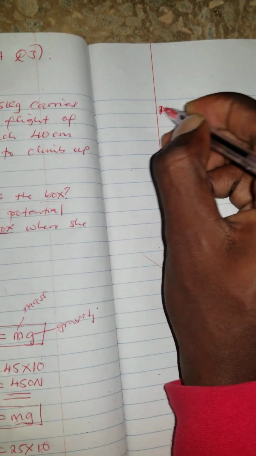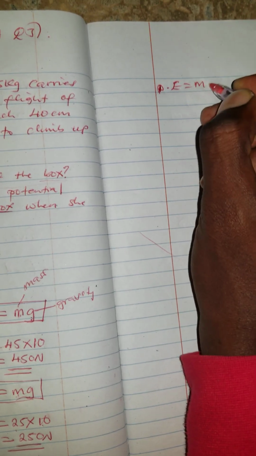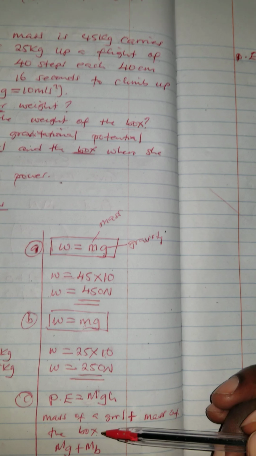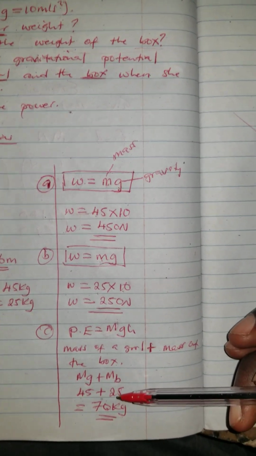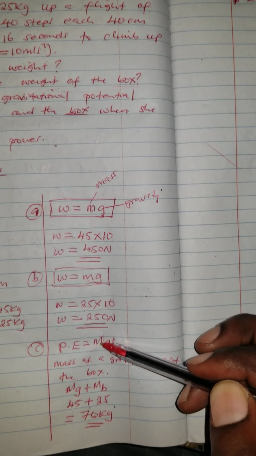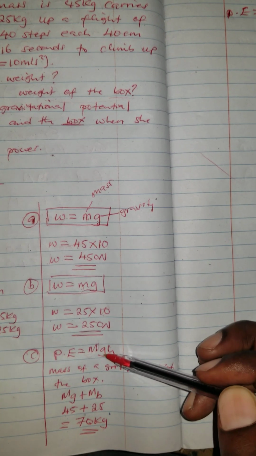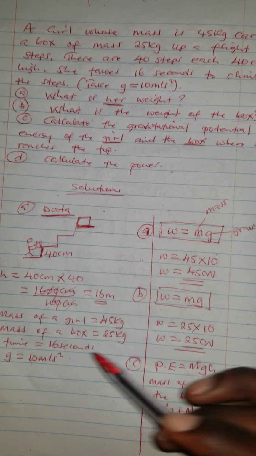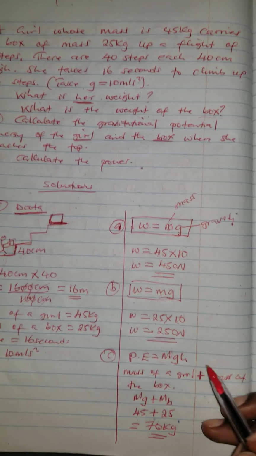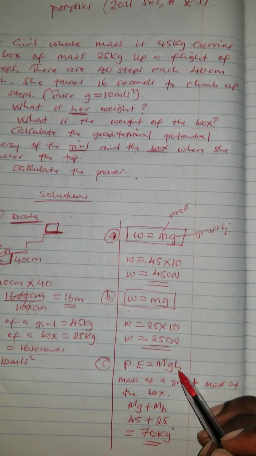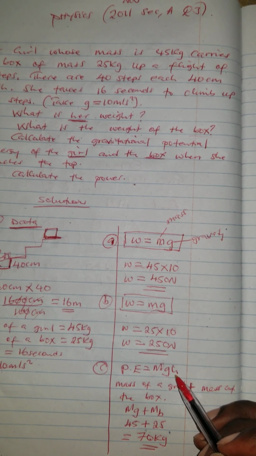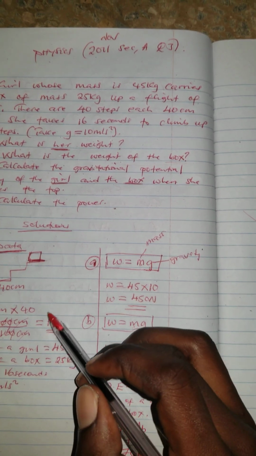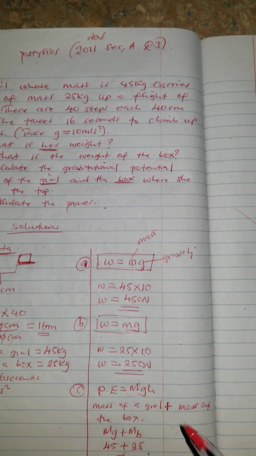Our potential energy is mass times gravity times height. With the mass that we have obtained here, 70 kg, we are going to substitute it into the formula where we have mass, and the gravitational field strength, or rather the acceleration due to gravity, which has been given to us as 10 meters per second squared. And the height that is going to be covered as this girl is climbing these steps is 16 meters.